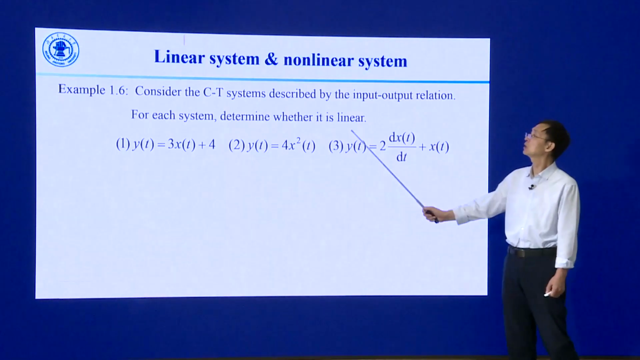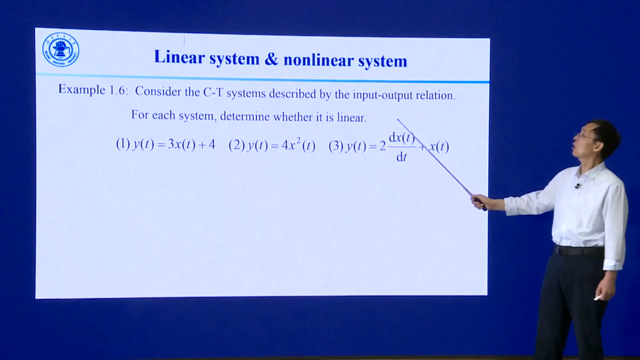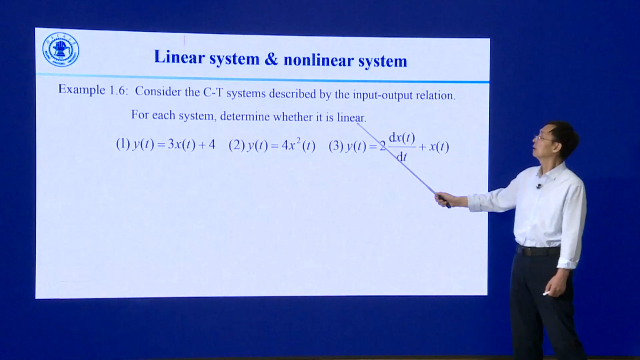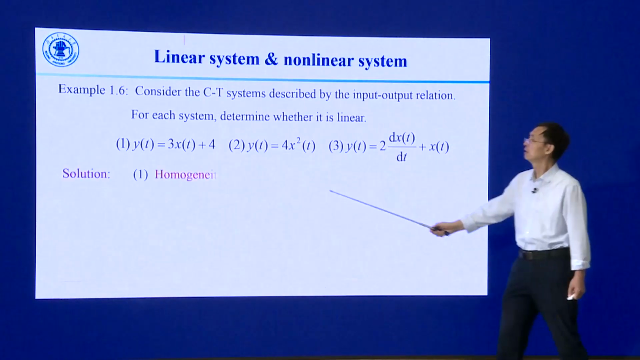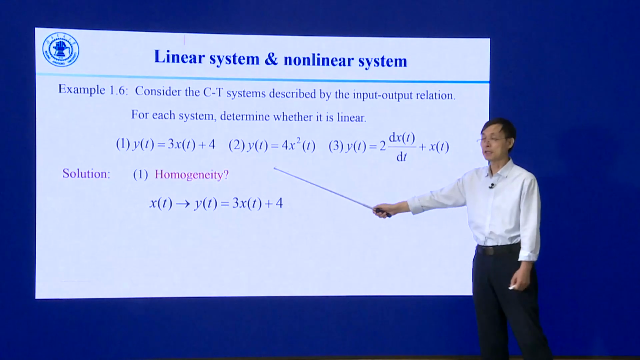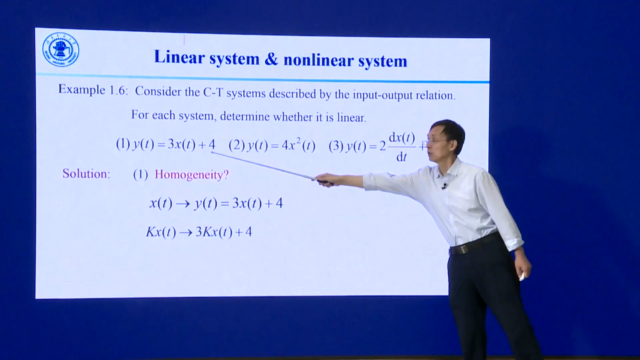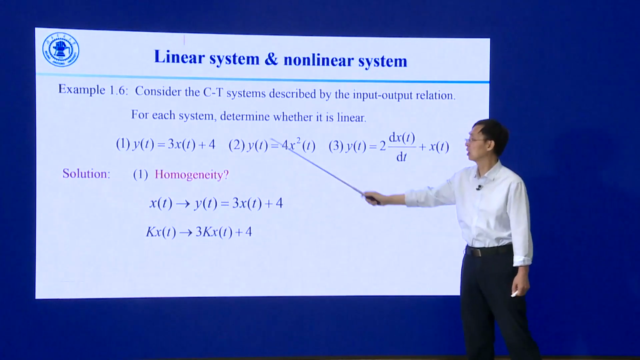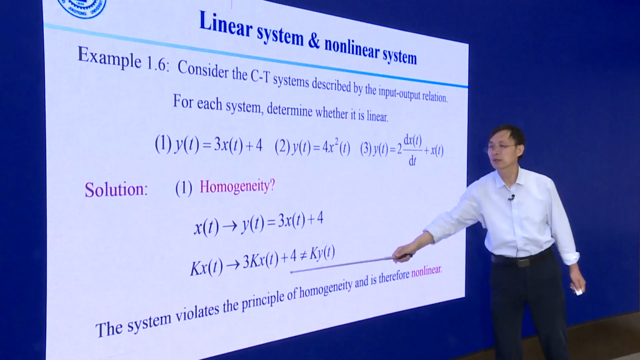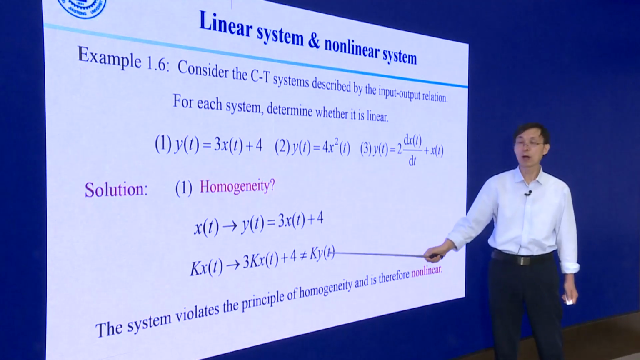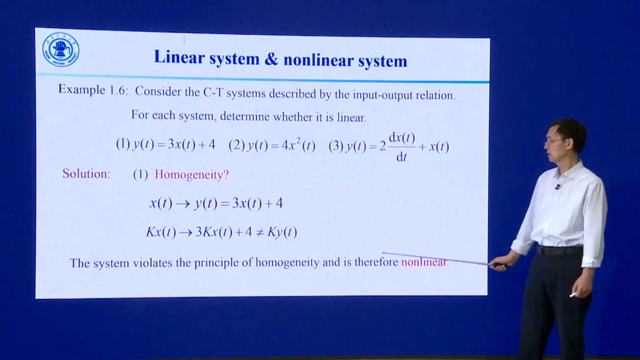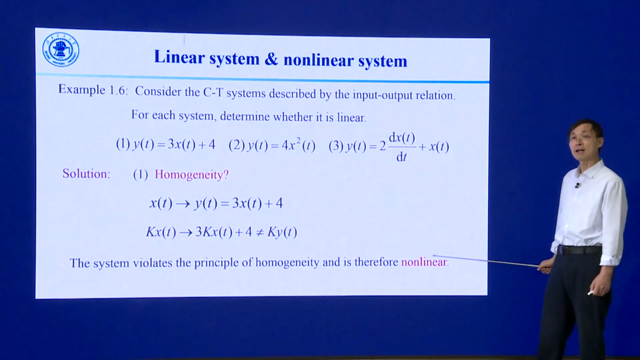For example, consider the continuous time systems described in these equations. Let's determine their linearity. For the first system, let's determine its homogeneity. According to this relation between input signal and output signal, we can get this result. Obviously, this expression doesn't equal k times y(t). So the system violates the principle of homogeneity and is therefore a nonlinear system.